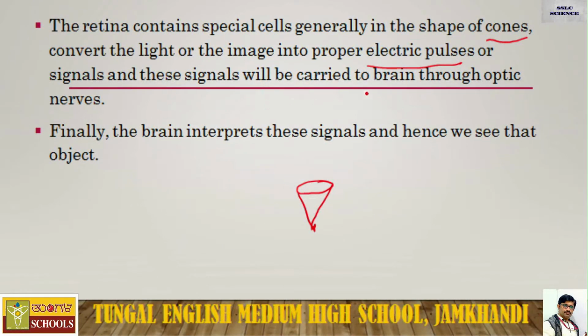These signals are carried to the brain through optic nerves. We already learned the function of optic nerves, which send these pulses or signals to the brain. Once these signals reach the brain, it interprets them, and hence we can see the object. So this is all about the image formation in the human eye.